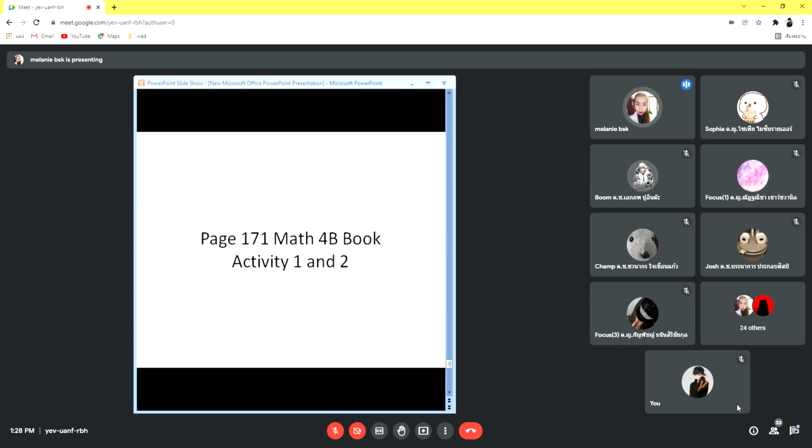Okay, next we have here page 172. Activity number 3, highlight an equiangular quadrilateral in each picture below. You highlight the equiangular quadrilateral. You find the square and rectangle in the picture below and highlight. Do you know how to highlight, children?